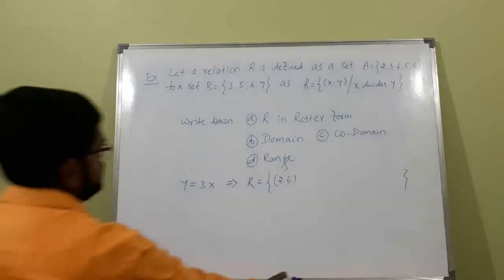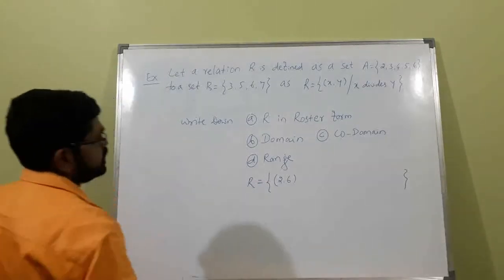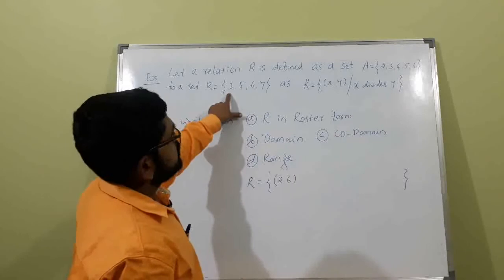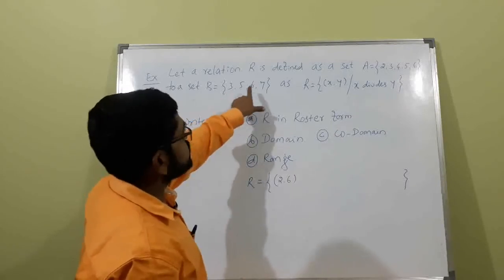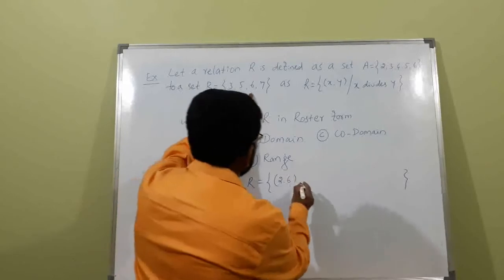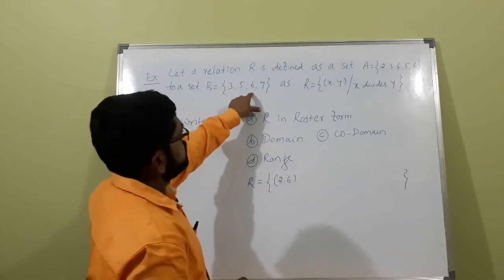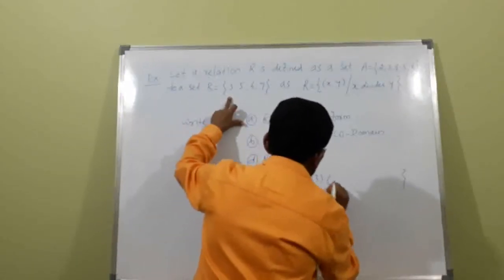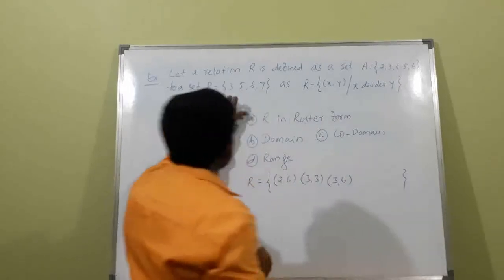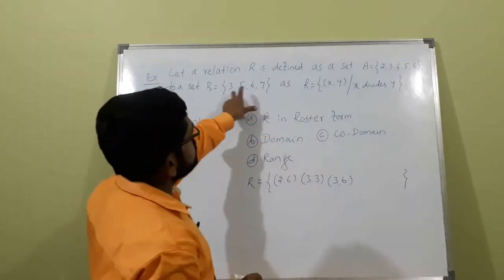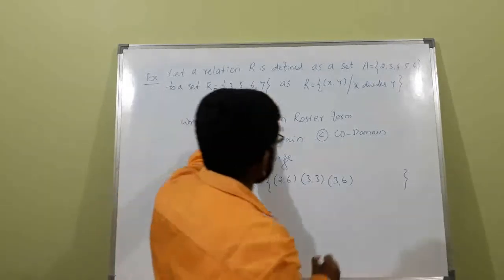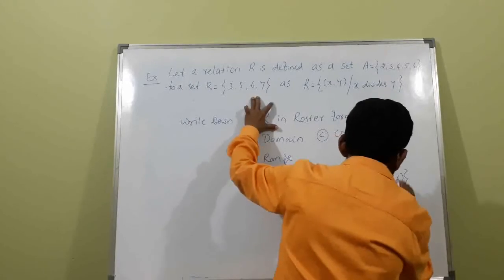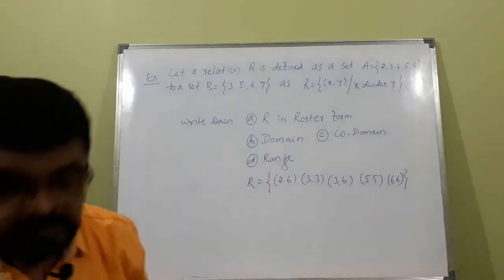Okay, here R is, first A to B. 2, 3: 2 does not divide 3. 2, 5: no. 2, 6: 2 divides 6, okay. Then 3, 3. 3, 6. 3, 7 not possible, 4 not at all possible, 5, 5 and 6, 6. Okay, this is the relation.